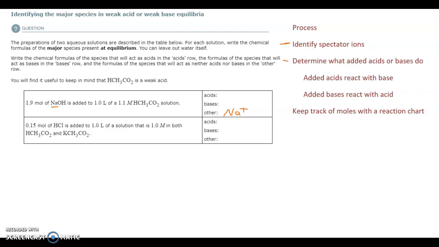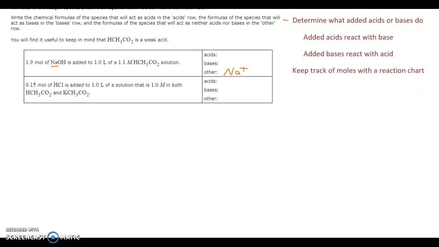So for the first example here, we have a base we're adding to a solution that has an acid. So let's write out the equation. So we're going to have acetic acid, CH3COOH, plus OH minus, giving us CH3COO minus plus H2O.